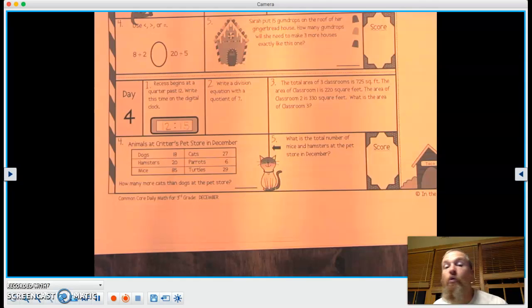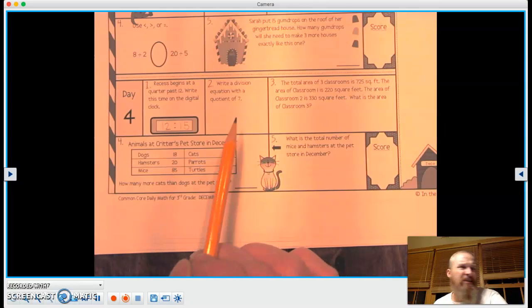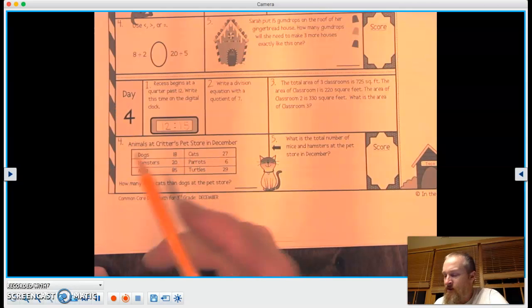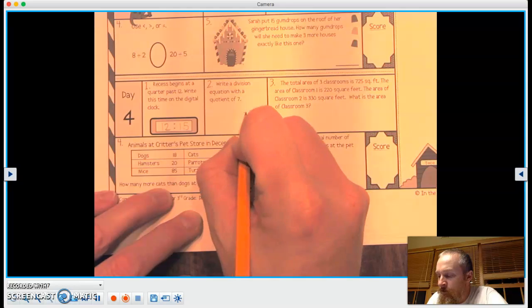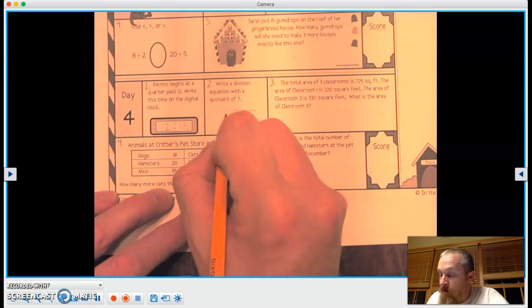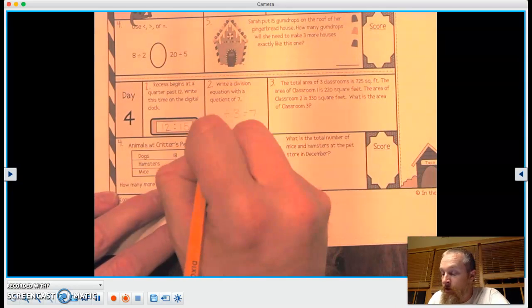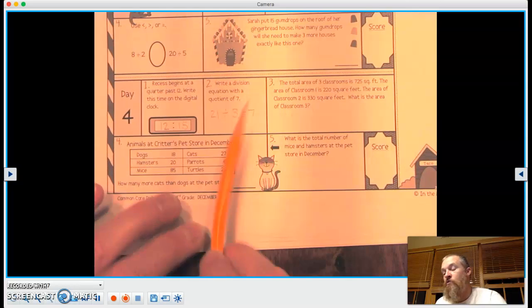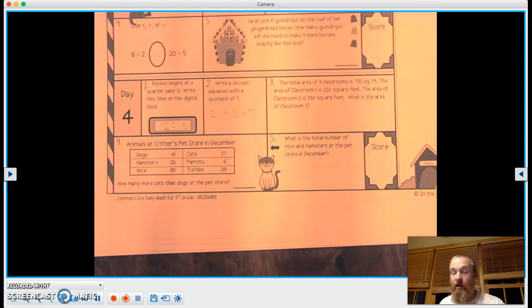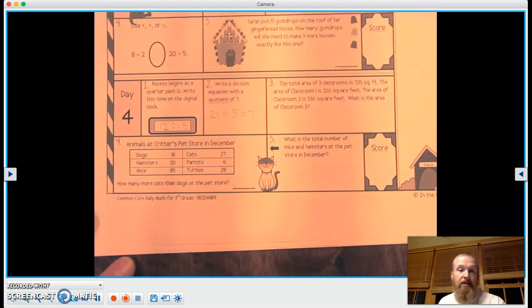Write a division equation with a quotient of 7. Okay, quotient would be like the answer, 7. So in order to do this one, instead of thinking of a number divided by something as 7, let's think of it the other way. Let's do 7 times 3 equals 21. So 21 divided by 3 equals 7. And there we are. Quotient, that's the tricky word on that one. So now you know. Quotient.